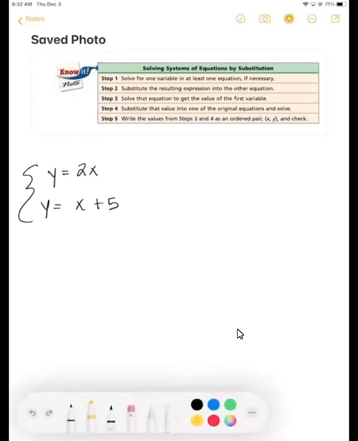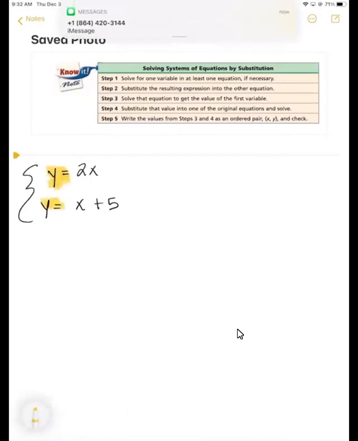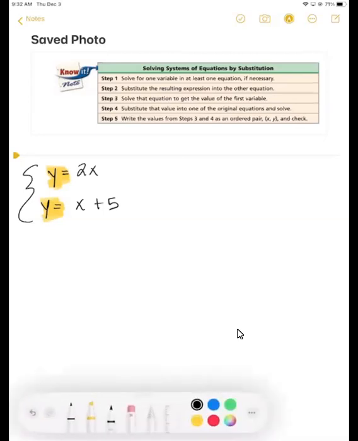So if you look at these two equations, they both have y equals something, which means that y equals 2x and y equals x plus 5. So we do not need to solve for anything. It's already solved for. So now, since we can skip step number one, step number two says substitute the resulting expression into the other equation.